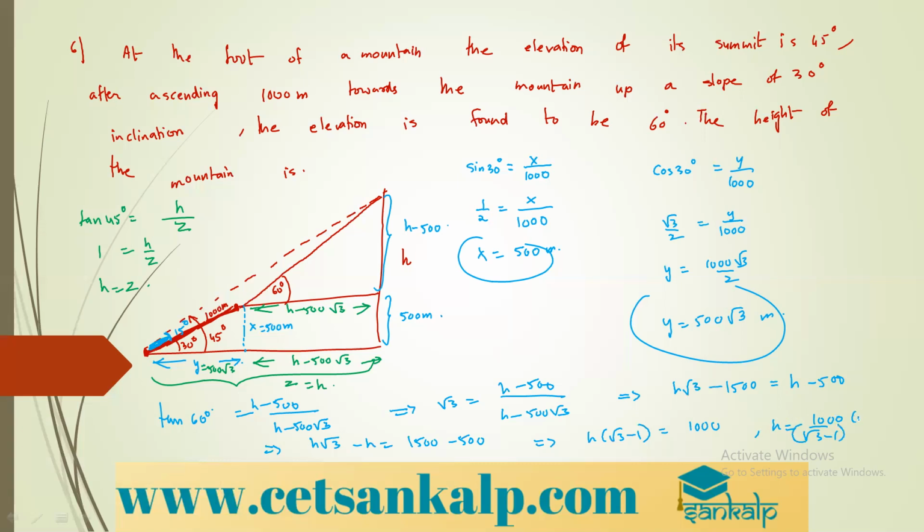You can rationalize, root 3 plus 1, up and down you multiply. So H will be 1000 into root 3 plus 1 by 2, or 500. Height of the hill will be 500 into root 3 plus 1 meters. This is how we can find the height of the hill.